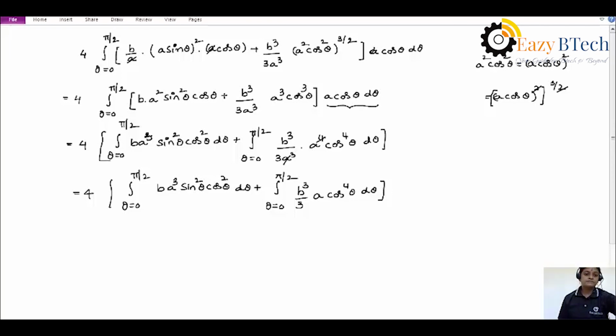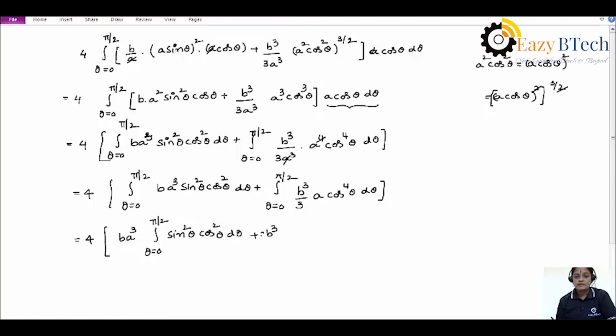So now in integration we use the related formula for this one, the even and odd power formula. Before that, b a cubed as a common, 0 to pi by 2 sin square theta cos square theta d theta, and a b cubed by 3 common, theta equal to 0 to pi by 2 cos power 4 theta d theta. So we are using the formula.